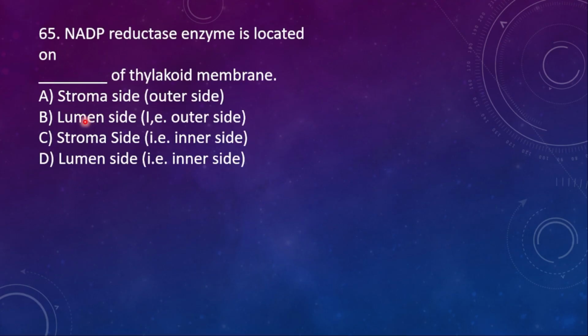Next, 65, NADP reductase enzyme is located on dash of thylakoid membrane. A, stroma side, outer side. B, lumen side, that is outer side. C, stroma side, that is inner side. D, lumen side, that is inner side. Here the right option is A, stroma side, outer side. NADP reductase, stroma side will be there.